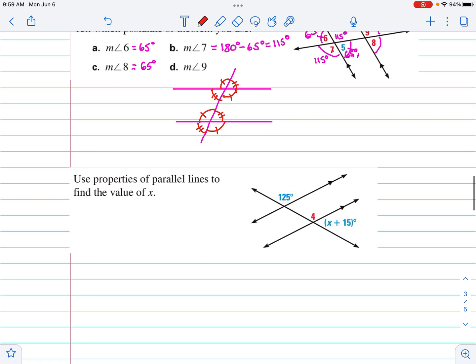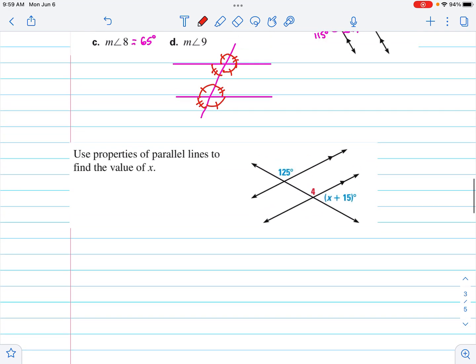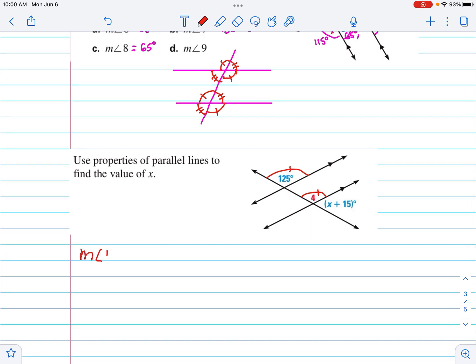Now let's think about a problem where we would use this information. It says use the property of parallel lines to find the value of x. Okay, let's see here. We don't have angle 4, do we? However, we know that angle 4 is the same as this 125 degrees, because those are corresponding angles. So we know that the measure of angle 4 is equal to 125 degrees.